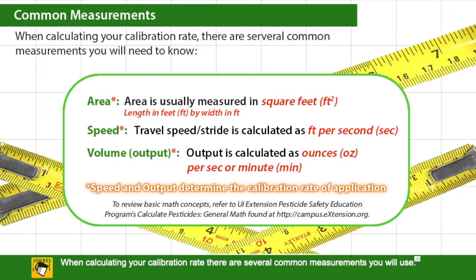When calculating your calibration rate, there are several common measurements you will use. You must determine the test plot area in square feet. You will time your application travel speed, or stride, as feet per second, and collect nozzle spray output in ounces per second or minute.